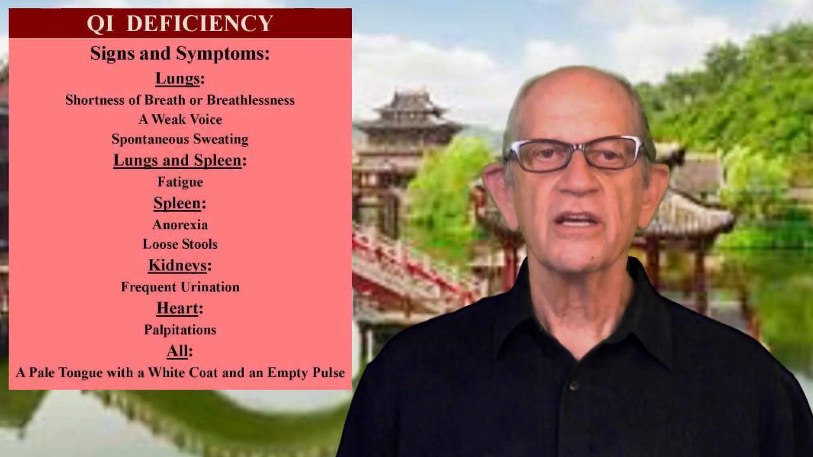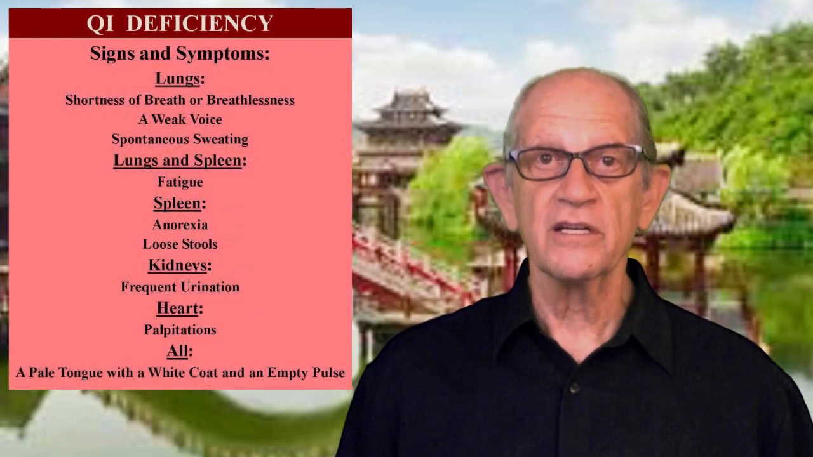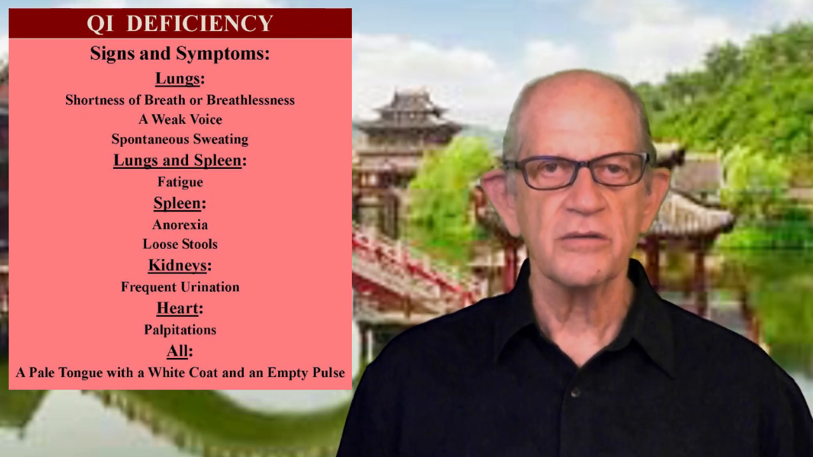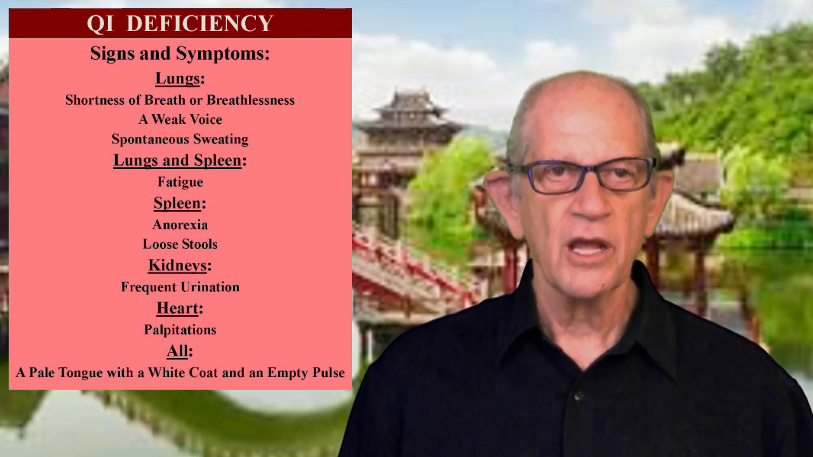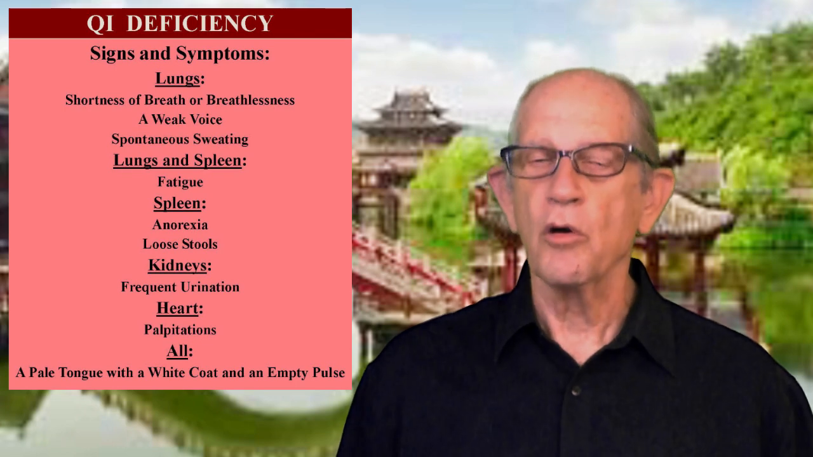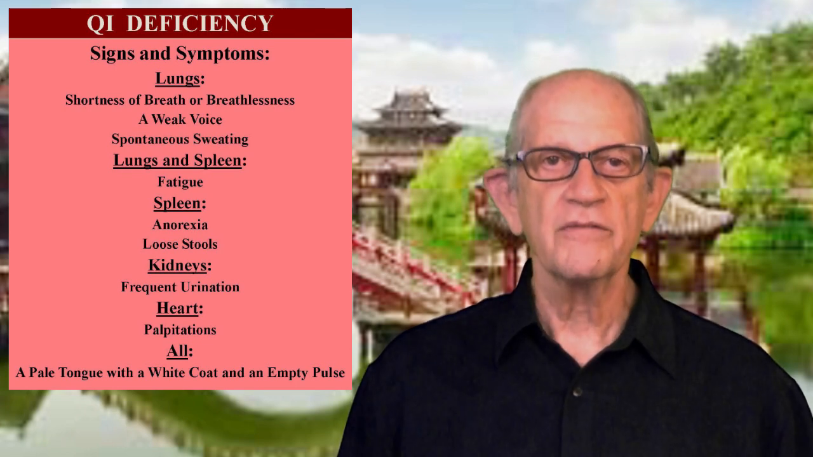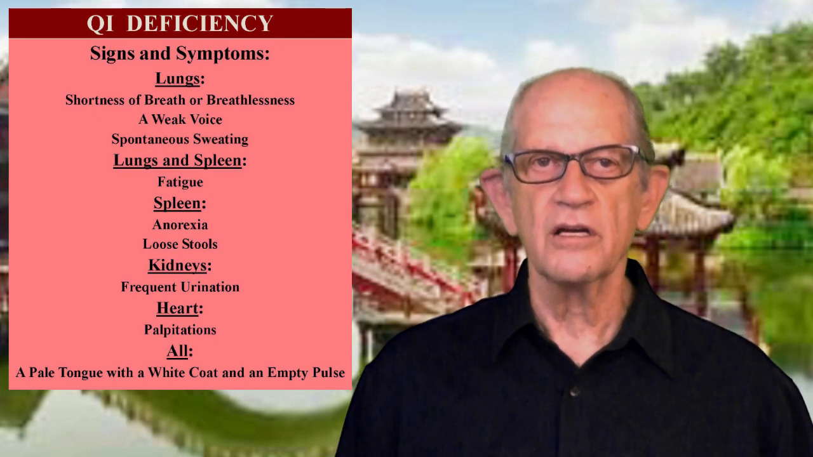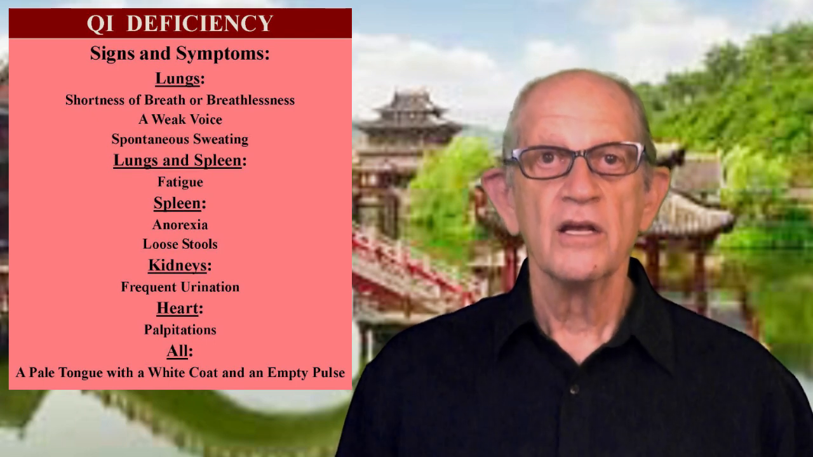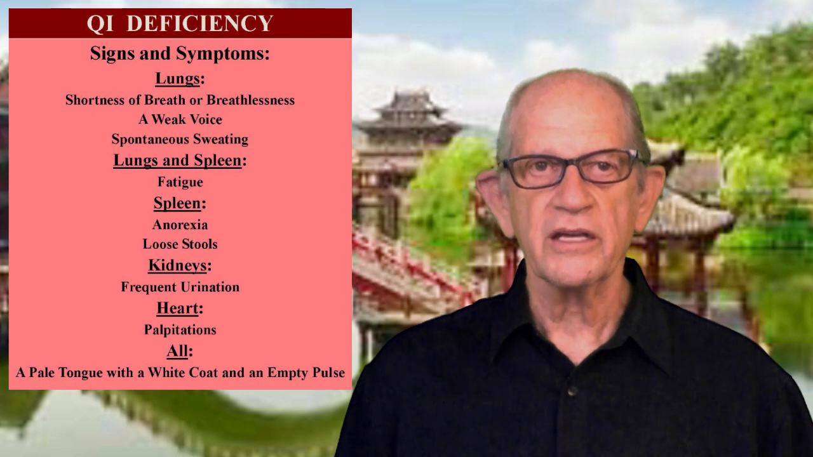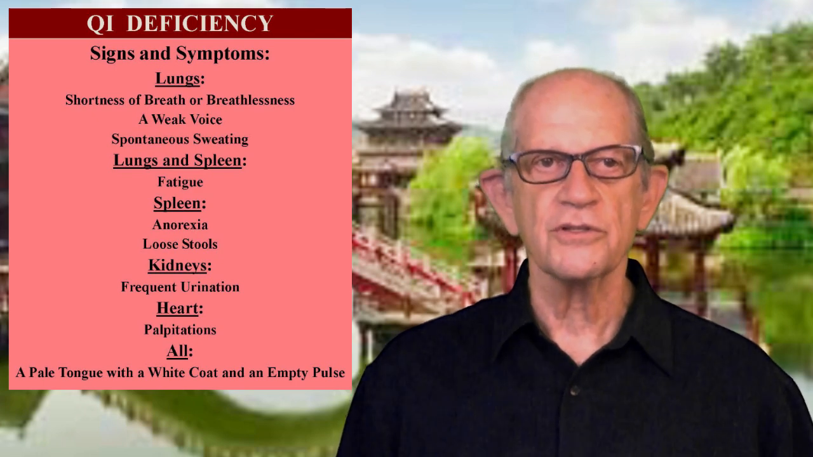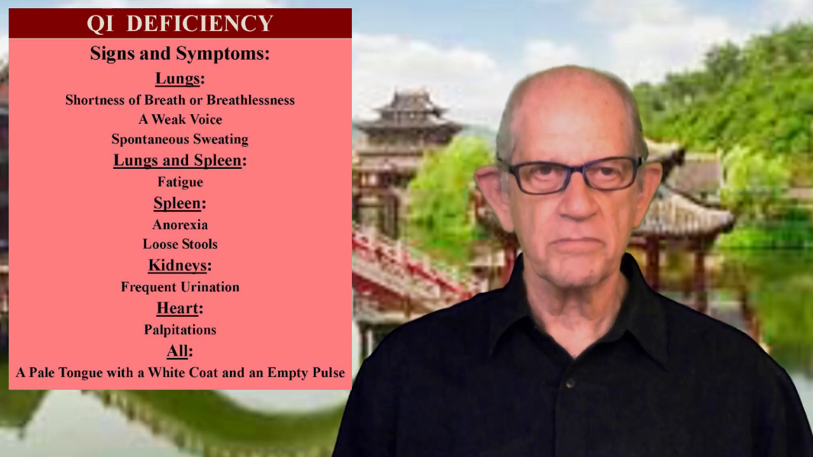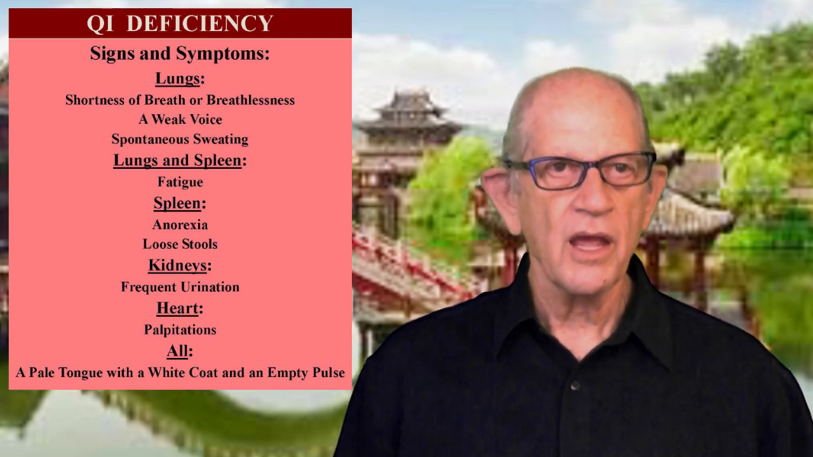Qi deficiency can affect the lungs, spleen, kidneys, and heart. Qi deficiency signs and symptoms are as follows. Shortness of breath, or breathlessness, which is a sign of lung qi deficiency. A weak voice, also a sign of lung qi deficiency. Spontaneous sweating, again a sign of lung qi deficiency. Fatigue, which is a sign of both lung and spleen qi deficiency.